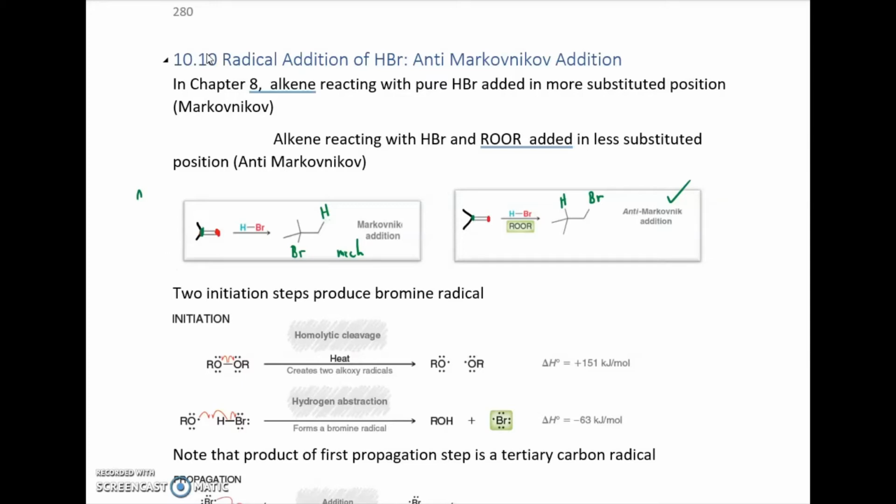So there are two initiation steps to produce a bromine radical. First, the peroxide needs to cleave, a homolytic cleavage that gives us two peroxide radicals. This is an endothermic reaction, takes energy. This is what we need heat for, to make the reaction go. Then our peroxide radical extracts a proton from the hydrogen bromide and produces a bromine radical. And this is what's going to go on to the propagation steps.